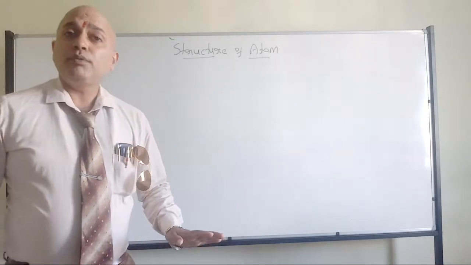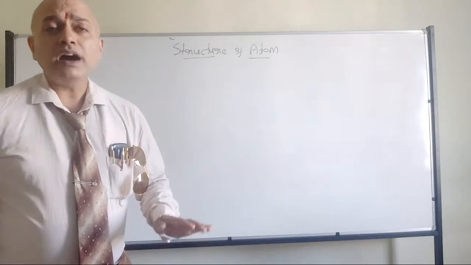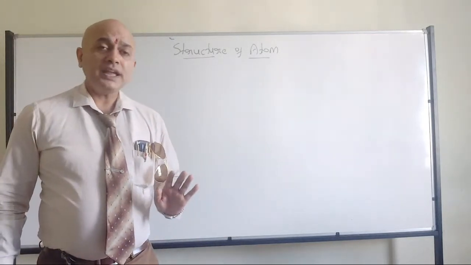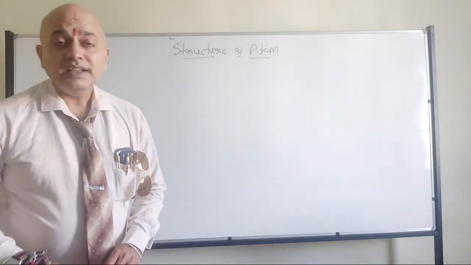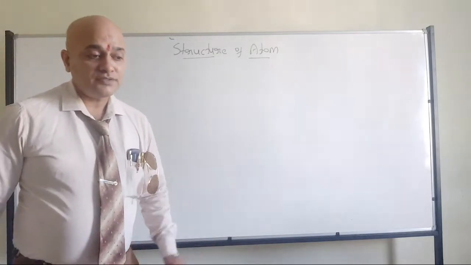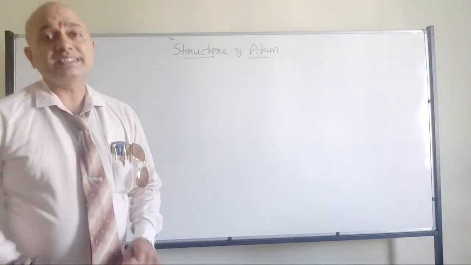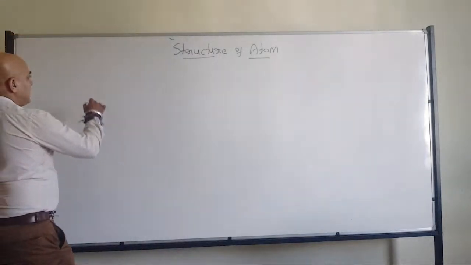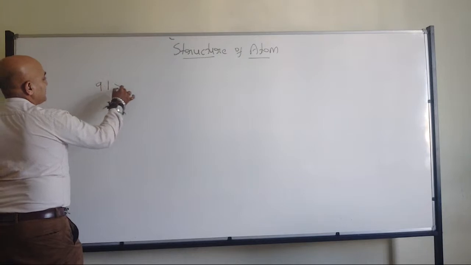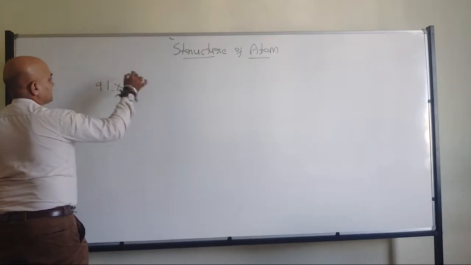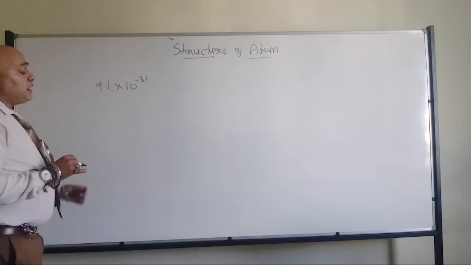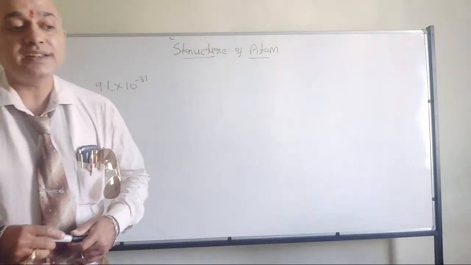Now, no need to worry about charge value, mass of electron, nothing. No need to worry about all those things. Okay? But all of us, we know that mass of the electron is almost negligible. Mass of the electron is almost negligible. Okay? Because we know that it is somewhere around 9.1 into 10 to the power of minus 31. Right? So that is the mass, 10 to the power of minus 31.